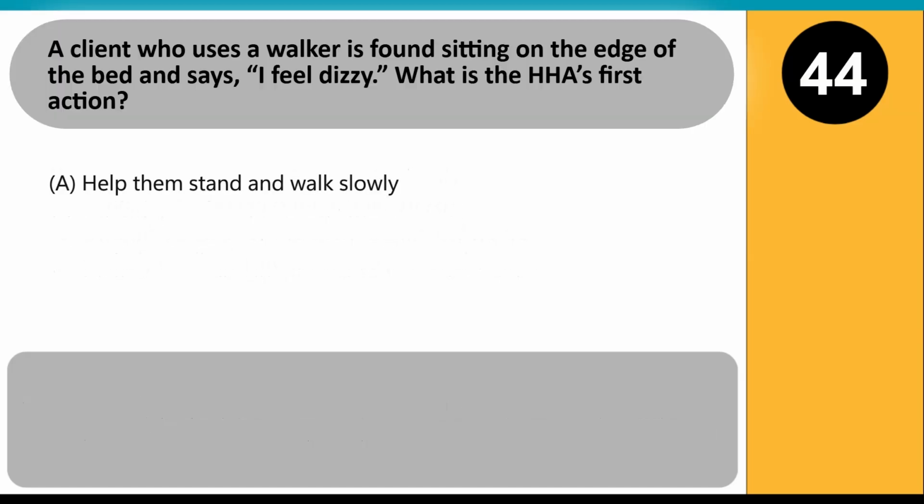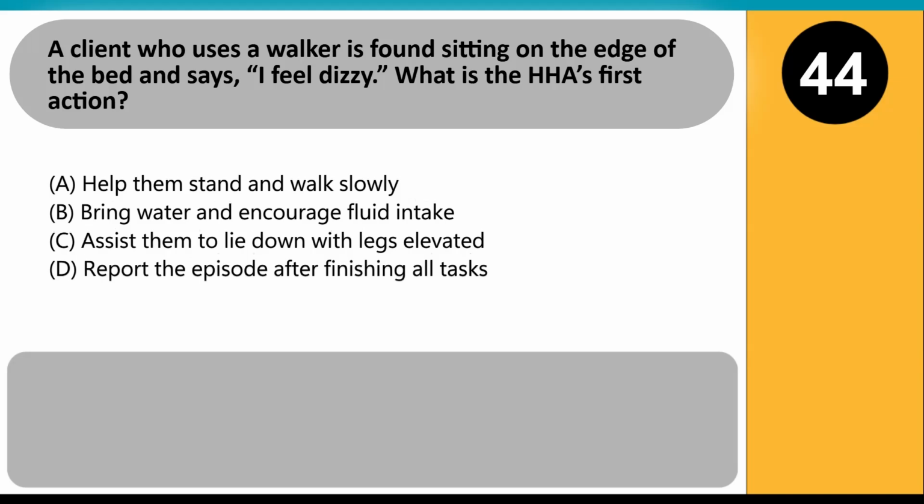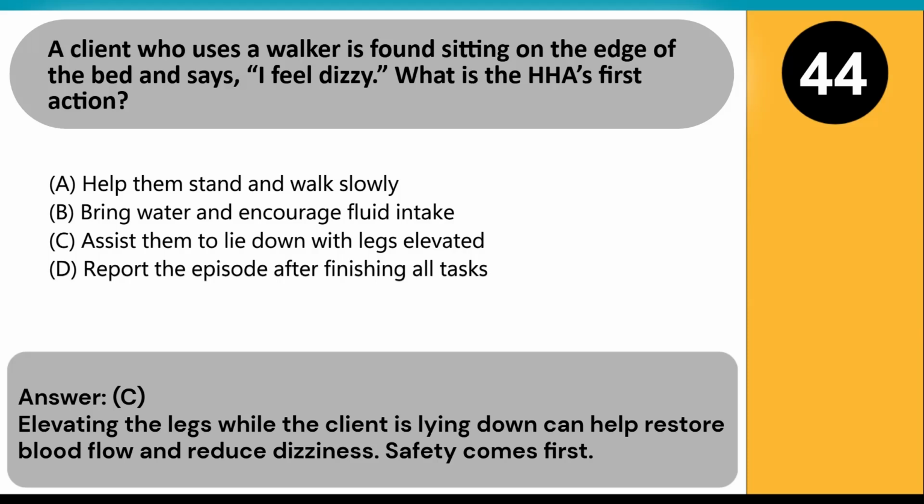A client who uses a walker is found sitting on the edge of the bed and says, "I feel dizzy." What is the HHA's first action? A. Help them stand and walk slowly. B. Bring water and encourage fluid intake. C. Assist them to lie down with legs elevated. D. Report the episode after finishing all tasks. Answer: C. Elevating the legs while the client is lying down can help restore blood flow and reduce dizziness.